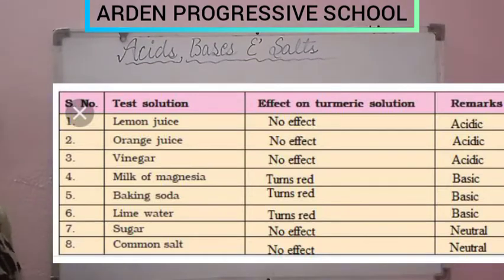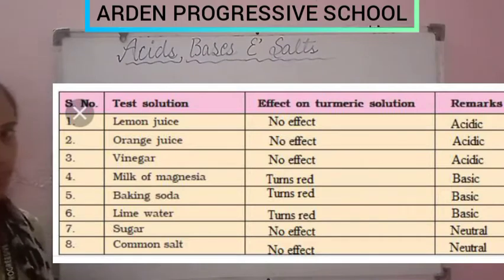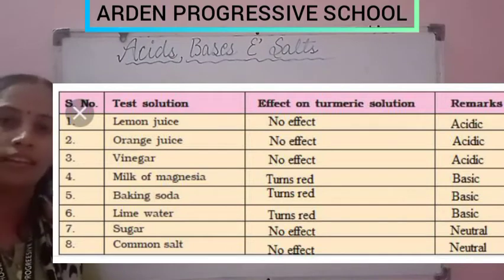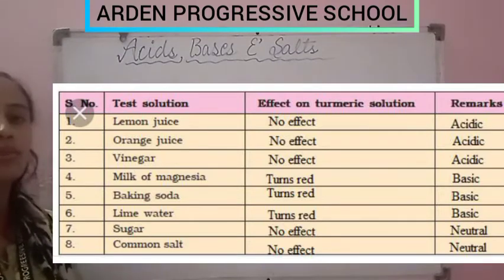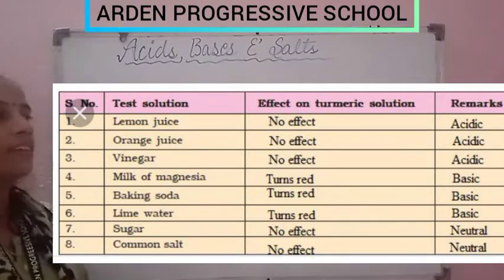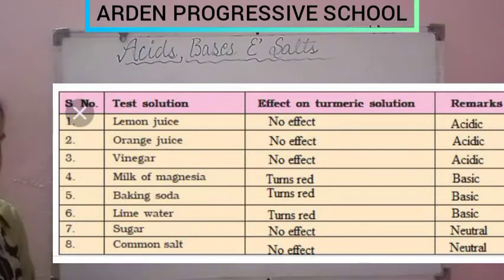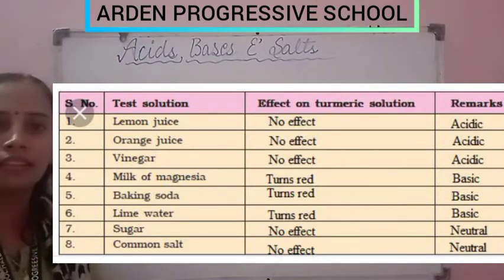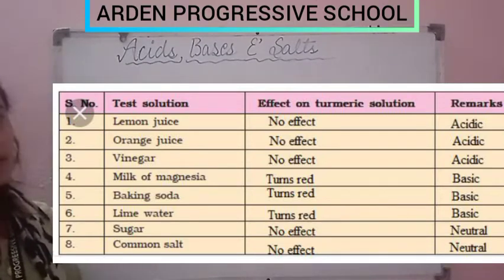Fourth one is milk of magnesia. It turns into the red color. So this indicates the presence of base. Clear? So it is basic in nature. Next is baking soda. It also turns into red and this indicates the presence of base. Clear? Next is lime water. Lime water also converts the turmeric solution into red color. So this is also basic in nature.